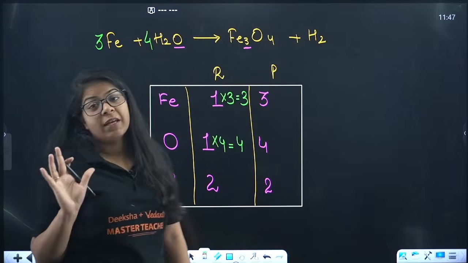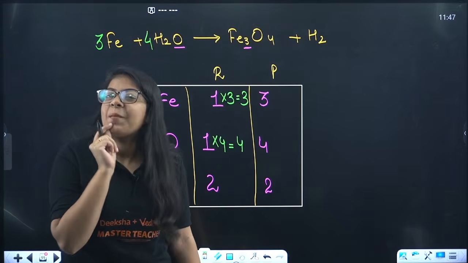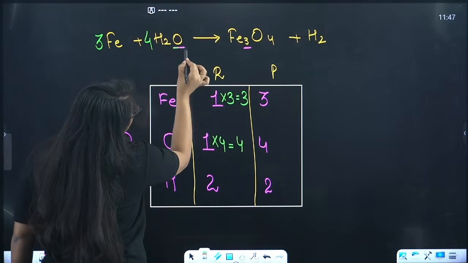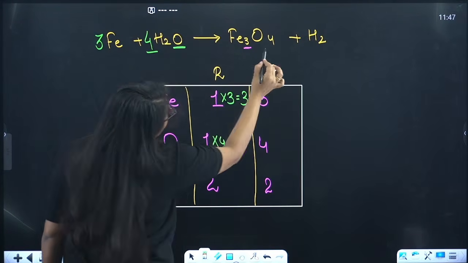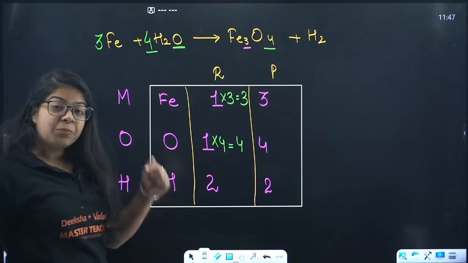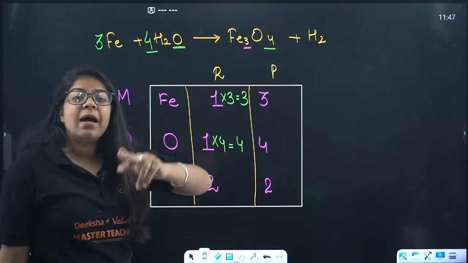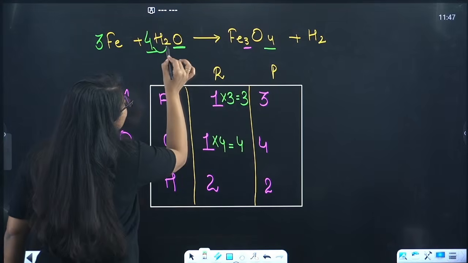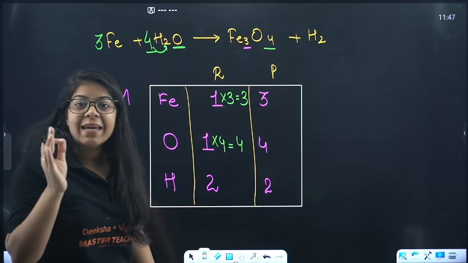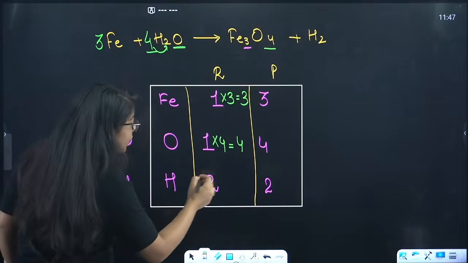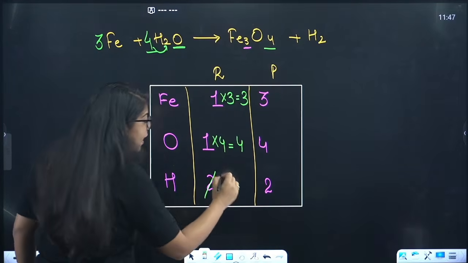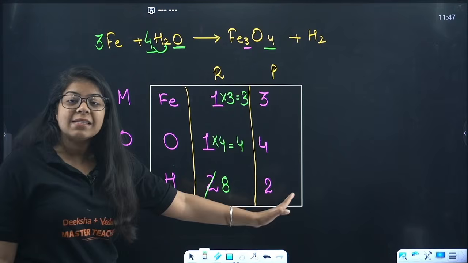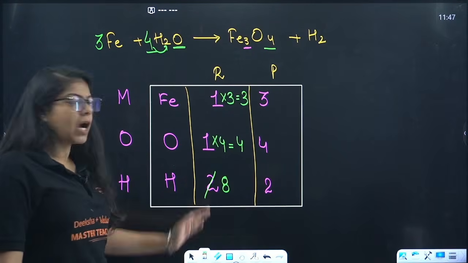Now you see one thing, ma'am, we have done the balancing, but there is one mistake left. In attempting to balance oxygen, oxygen is 4 here and 4 here, but we unbalanced hydrogen. Ma'am, how? See here, 4 into 2, hydrogen is now 8. So 8 hydrogens are there on the reactant side. Now I have to balance the hydrogens on the product side because I can't actually divide.